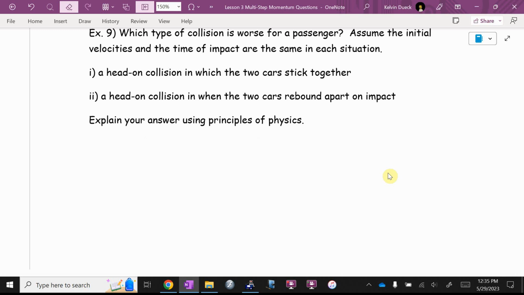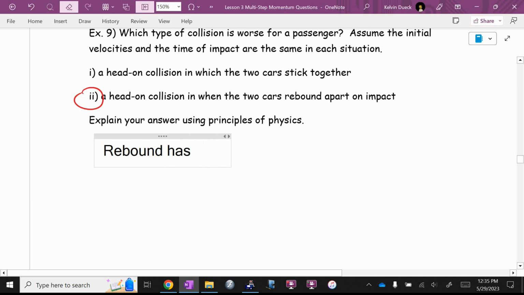Nate, you just said it. First of all, what was your answer? I agree with you. Rebounding apart, much worse. Why? Okay. So, rebounding has bigger impulse. I would start with that.